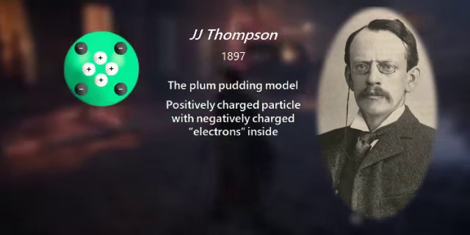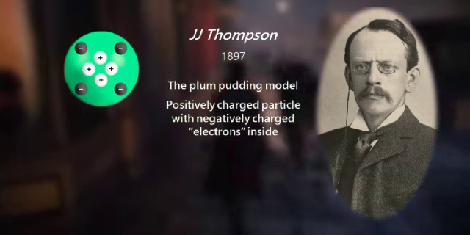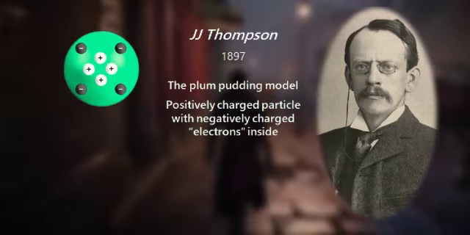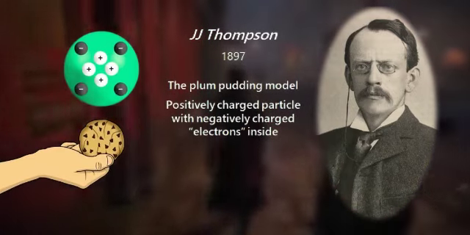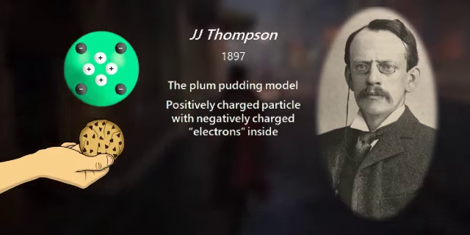He called this the plum pudding model. It's a bit of an old-fashioned concept, but since this was the early 1900s, we'll let this one go. I like to think of it more as a chocolate chip cookie model, the chocolate chip electrons in a positively charged cookie dough.